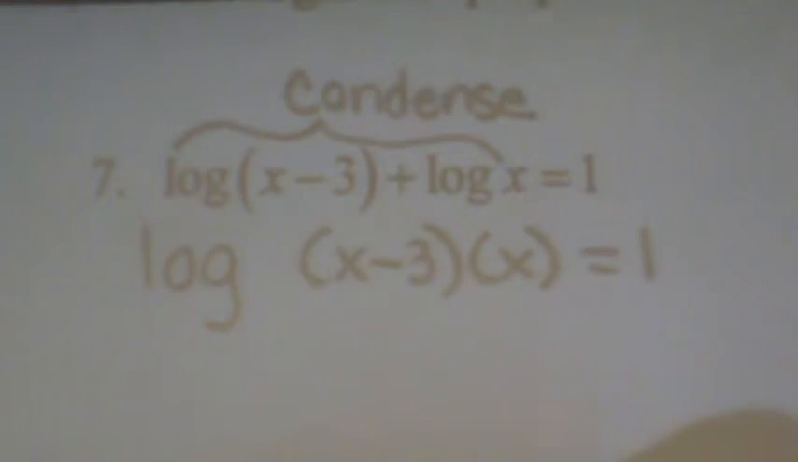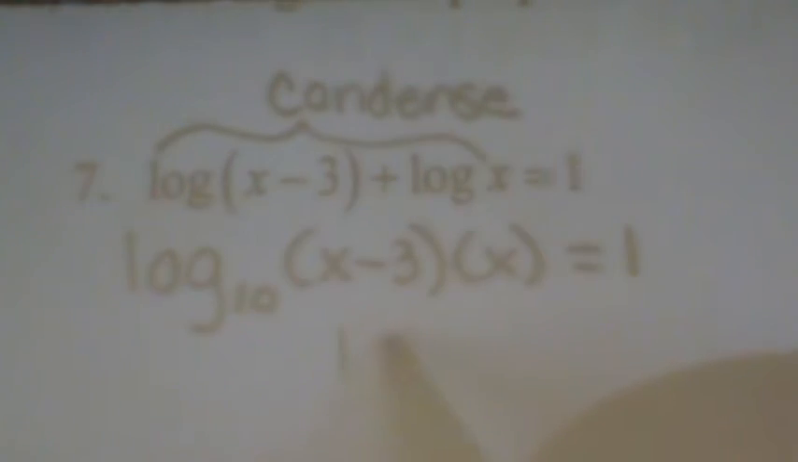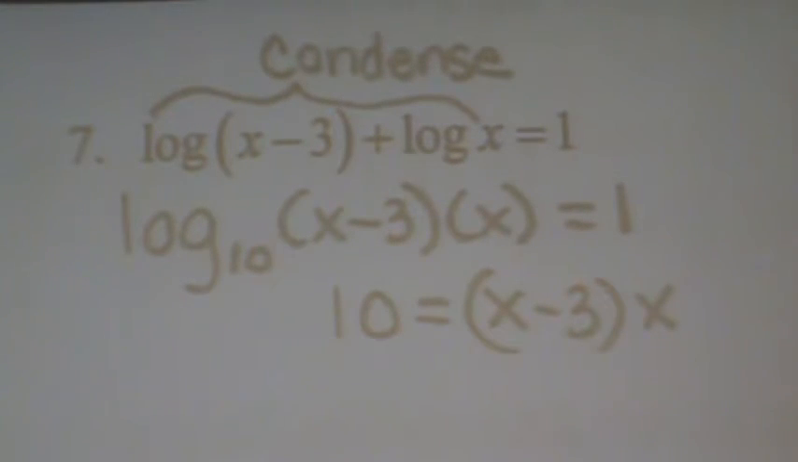Okay, now, I don't have a log on the other side. What's the base here? 10. So how do we rewrite this one? 10 to the first power, which is 10, right? Equals x minus 3 times x. What do I do next? Distribute the x.